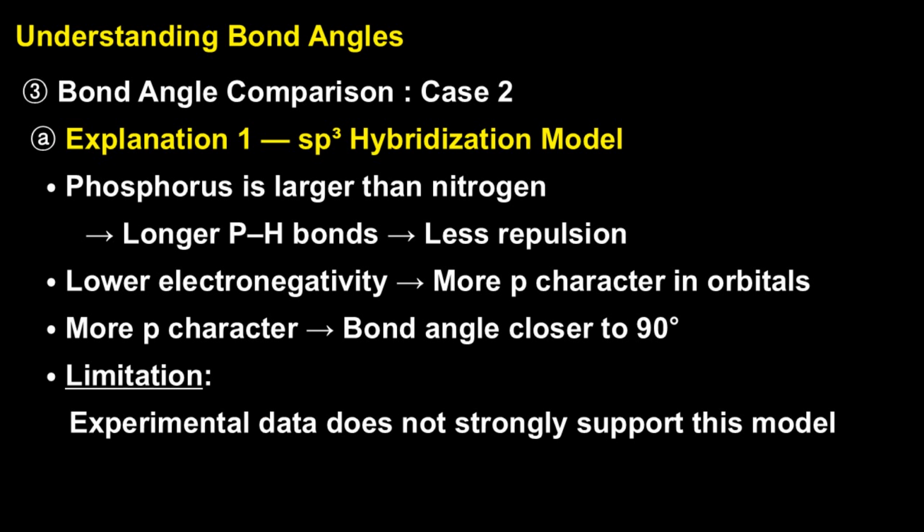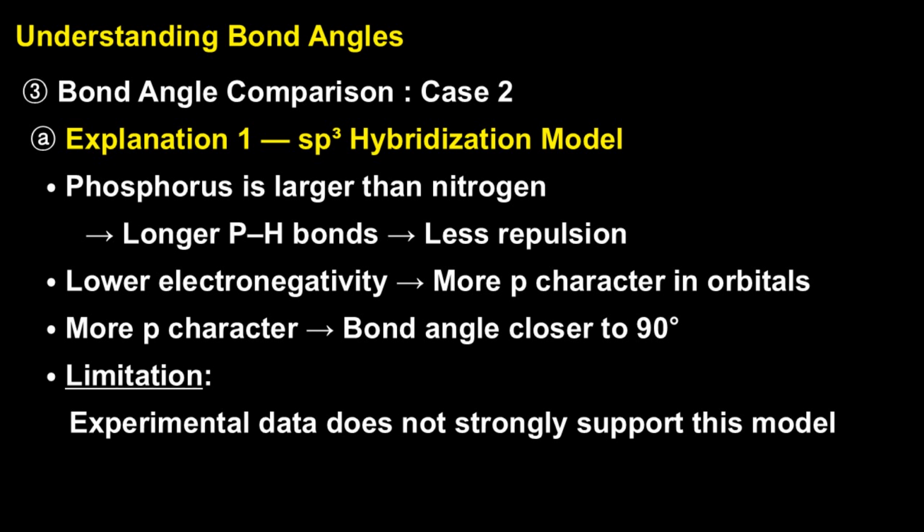Well, there are two main explanations. One idea is that phosphine still uses sp3 hybridization, but it works a little differently. First, phosphorus is a lot bigger than nitrogen, so its P-H bonds are longer, and that gives the atoms more room to move in. Second, phosphorus is less electronegative, so the hybrid orbitals have more p character, and that naturally pushes the bond angle closer to 90 degrees.